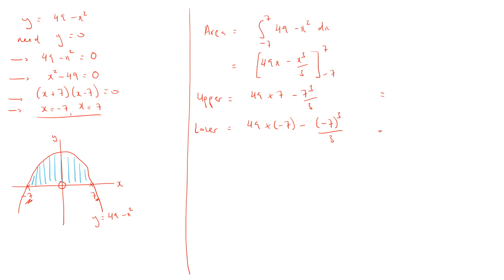So the first one, 49 times 7. Take away 7 cubed over 3 is 686 over 3. And this one then, 49 times -7. Take away -7 brackets cubed over 3 is the exact same but negative quantity. And now to finish off, subtract the 2, okay, and you're going to end up getting 1,372 over 3 square units. You can put as a decimal if you want, but you get 457.333. I'd rather leave it as a fraction. So that's example 1.